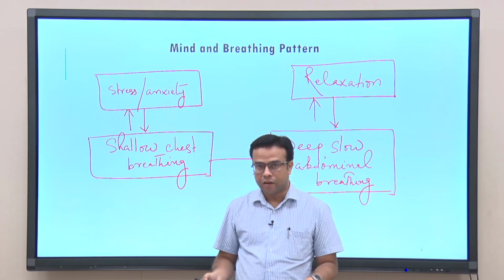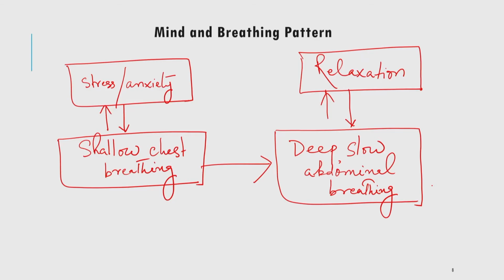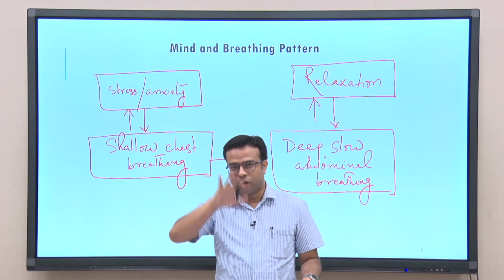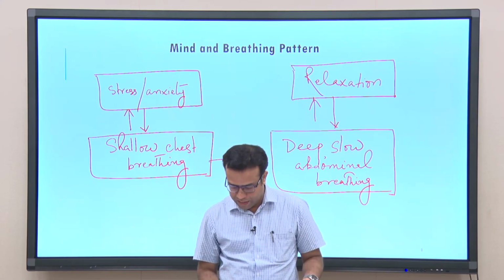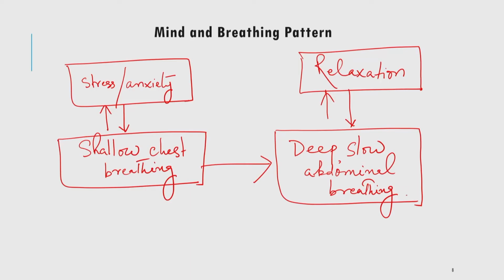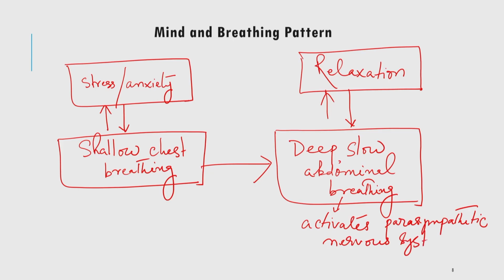Primarily, deep and slow breathing works by activating the parasympathetic nervous system, whose function is to calm down and relax. It induces the relaxation response. So basically it activates the parasympathetic nervous system, which induces the relaxation response.